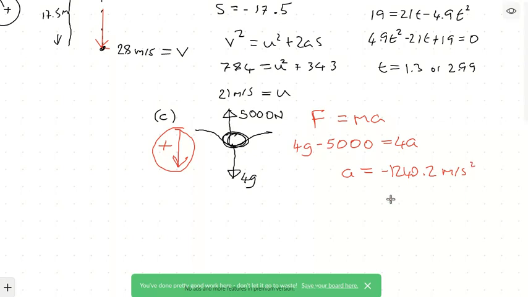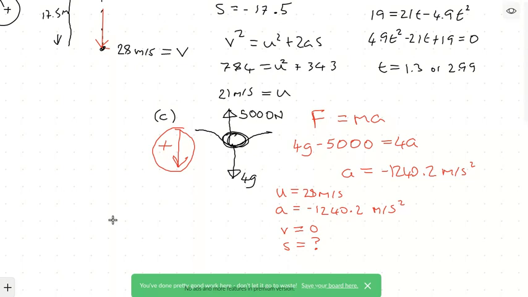Now, we've got to find the vertical distance it sinks. This is now a SUVAT problem. We know that when it hit the ground, our initial speed was 28 meters per second. And that's from part A, where it said it hits the ground with a speed of 28 meters per second. We know our deceleration is minus 1240.2, and it should be the opposite sign to the speed, because the speed is going down whereas the acceleration is going up. So it should definitely have the opposite sign. We've also got v is 0 because we know it becomes stationary, and we're looking for s.